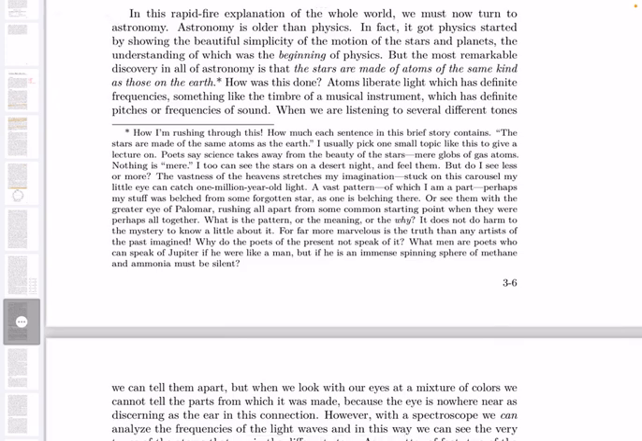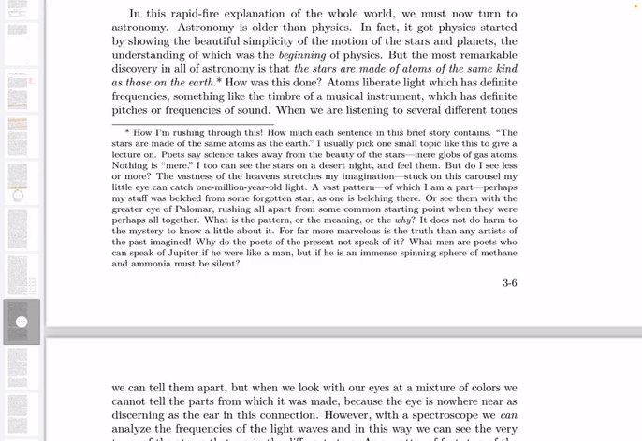Yeah, you are rushing through this, but that's what you need to do in order to give a general knowledge of what it is. How much each sentence in this brief story contains. The stars are made of the same atoms as the Earth. I usually pick one small topic like this to give a lecture on.